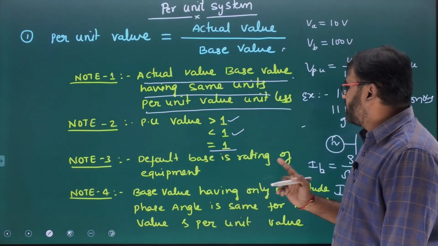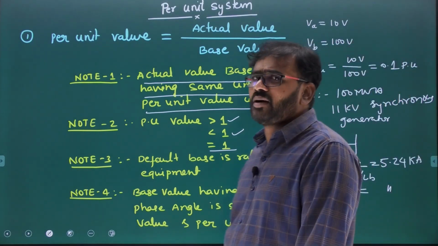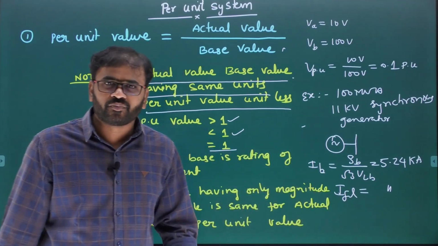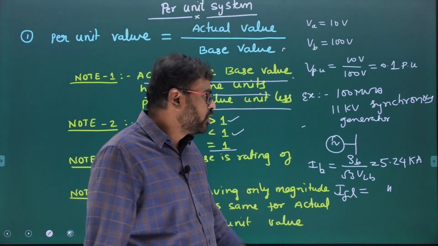Next, default base is the rating of the equipment. Just now we discussed. For example, we have an 11 kV 100 MVA generator. What is S base?